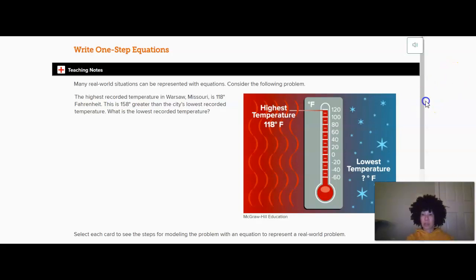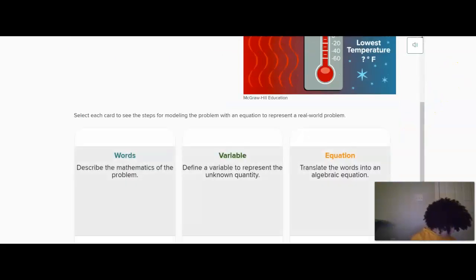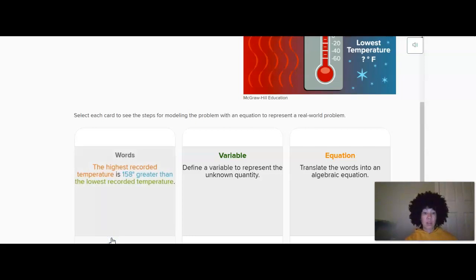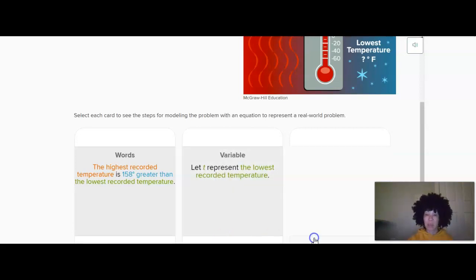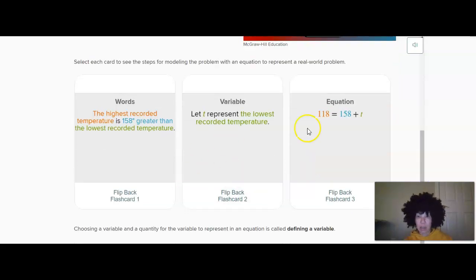So let's kind of look what this one looks like here. And this is on page 285 if you're still following along in your book. So the highest recorded temperature is 158 greater than the lowest temperature. We don't know the lowest temperature, so let's call that T. And then we could say that T plus 158, the lowest temperature plus 158, equals the highest temperature that we were given of 118. So then that's the equation, and then we're going to solve it by subtracting 158 from both sides.